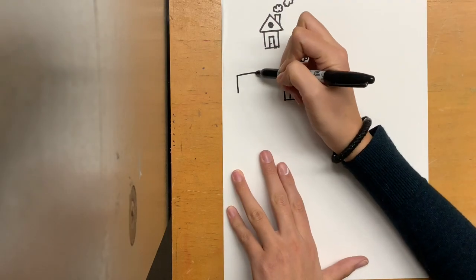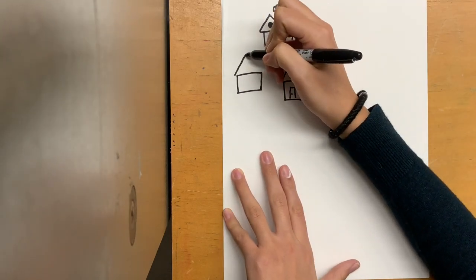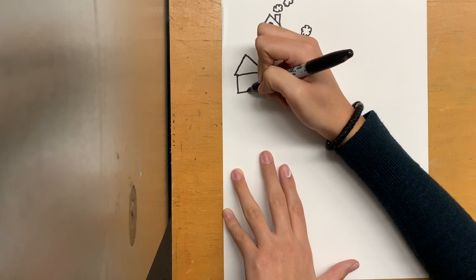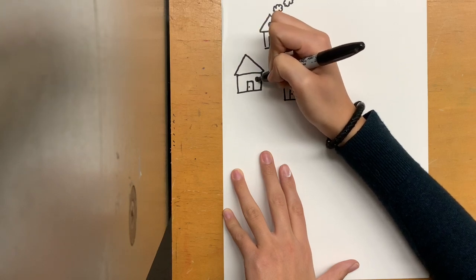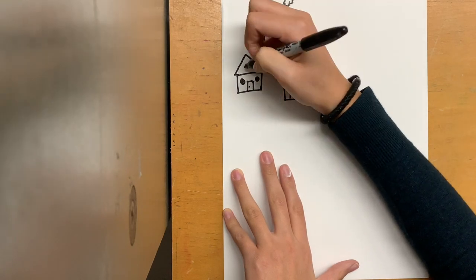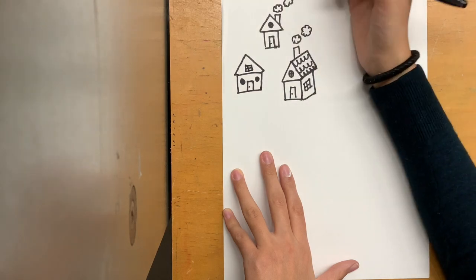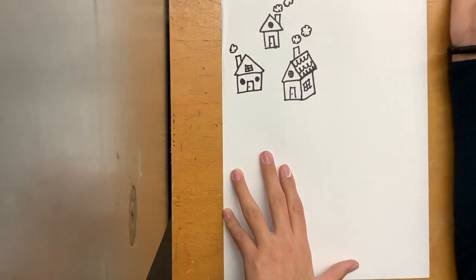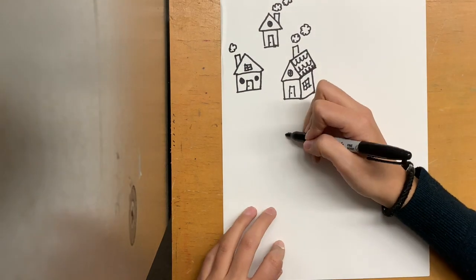We don't have to just use squares as our house shape. We can use rectangles too. So here I'm using a rectangle and again adding more details like a door and 2 windows and a window on the top of the roof. And again a little chimney.